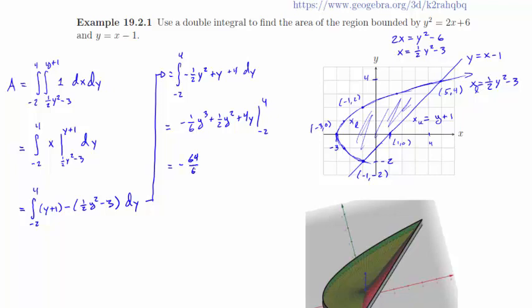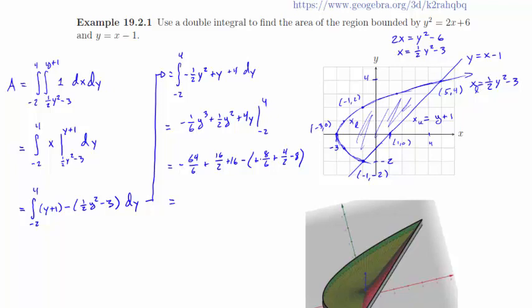-64 over 6 plus 16 over 2 plus 16, minus -2 to the cubed. -2 to the third is -8, and then there's another negative, so that's a positive 8 over 6, and then plus 4 over 2, and then minus 8. Alright, let's put these together.